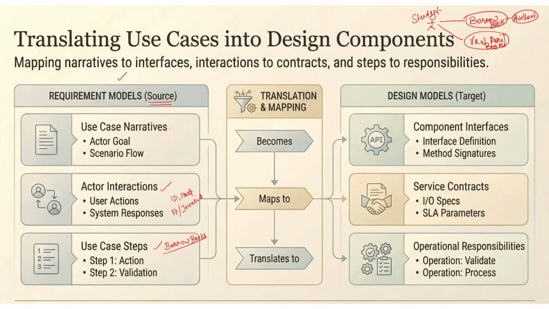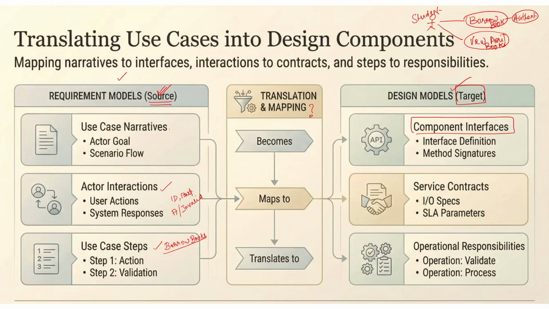So, these are available in your requirements model, and that is available in your source. Our idea now is to convert this requirement model to a design model, which is our target. So, how are we going to do this translation mapping? The use case narrative is converted to a design model. You can say it becomes, maps to, or translates, and what it actually becomes is what we have to consider. So, one is the component interfaces.